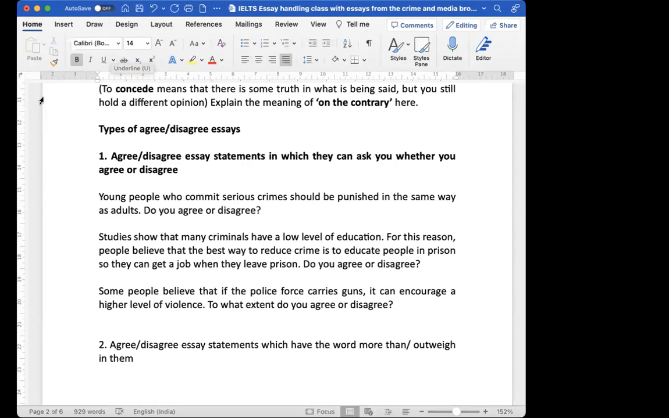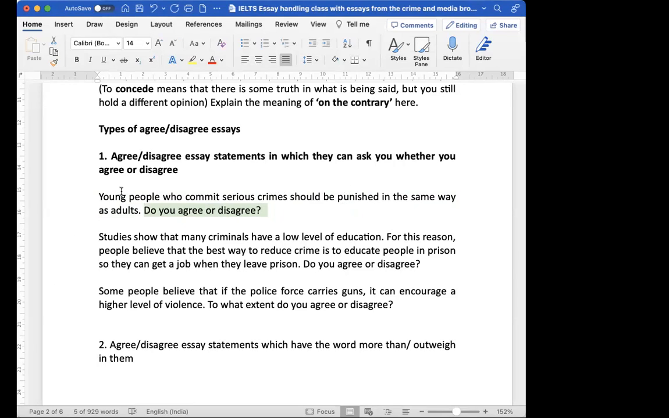All right. Now in this essay also, young people who commit serious crime should be punished in the same way as adults. Do you agree or disagree? Here you can make one sentence of paraphrasing and then say, I strongly agree with this statement. I strongly disagree with this statement. Okay? Disagree करोगे ना strongly. आप चाहते हो ना उनको same punishment नहीं मिले, उनको बच्चों वाले अलग तरीके से punishment मिले. So here I disagree strongly.